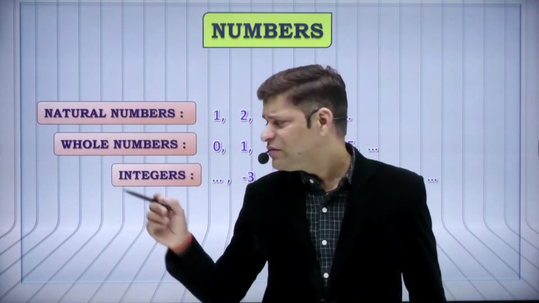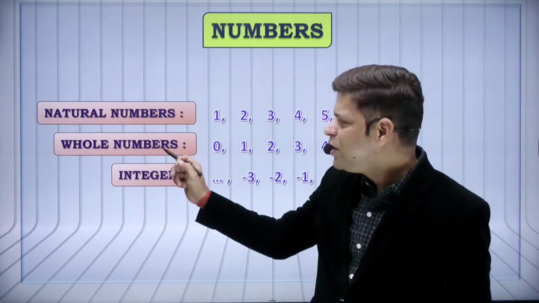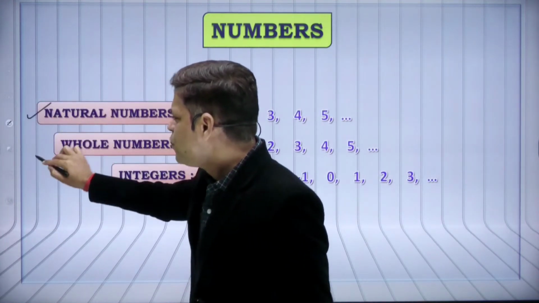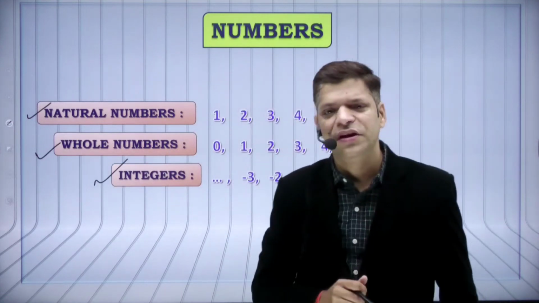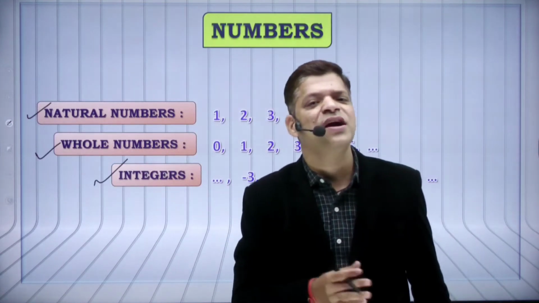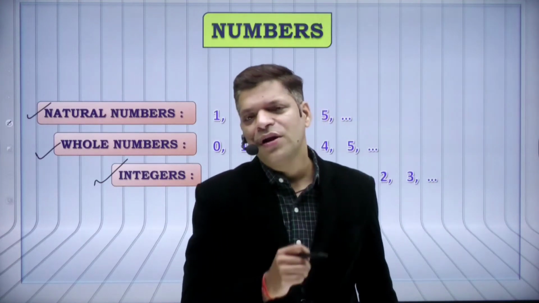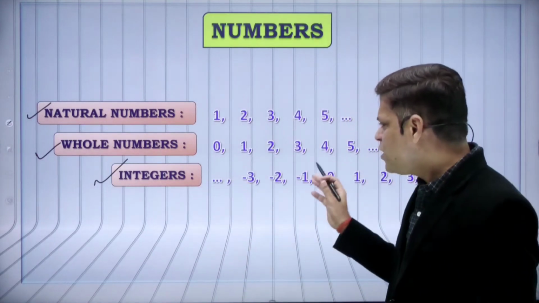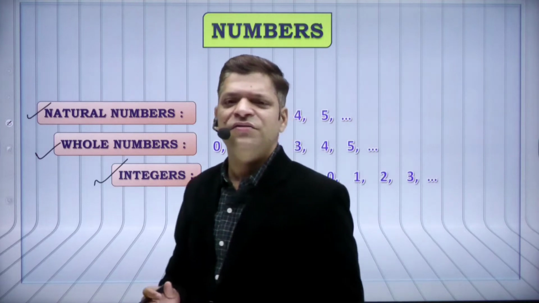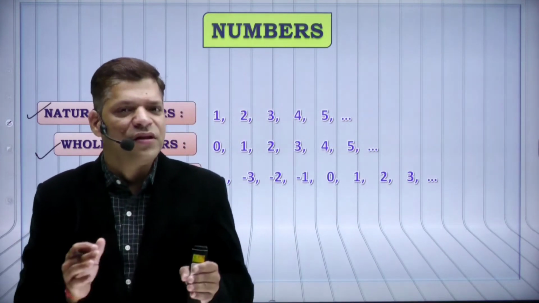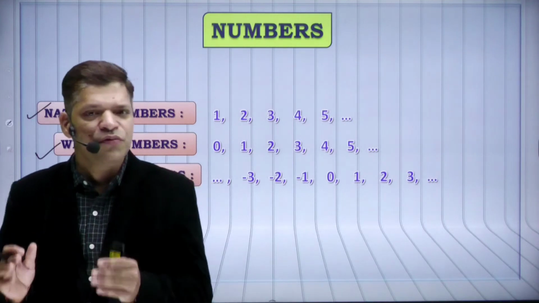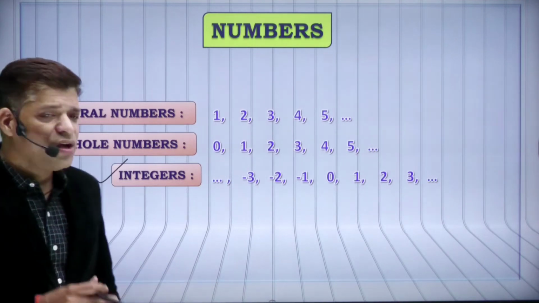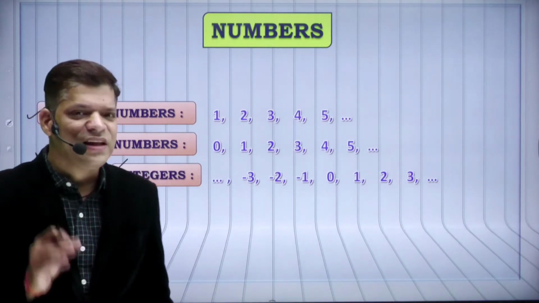All these three numbers are very important: natural numbers, whole numbers, and integers. Natural numbers start from 1, 2, 3, 4 and so on. In whole numbers we include 0, that is 0, 1, 2, 3, 4 and so on. And what are integers? Integers go from minus infinity, that is -3, -2, -1, 0, 1, 2, 3 and so on. Basically, in the number system we first discuss these three kinds of numbers.